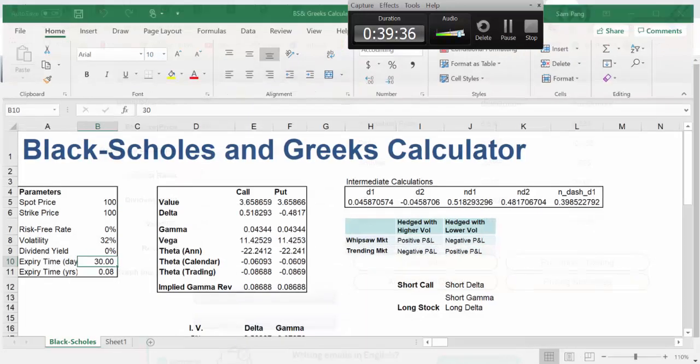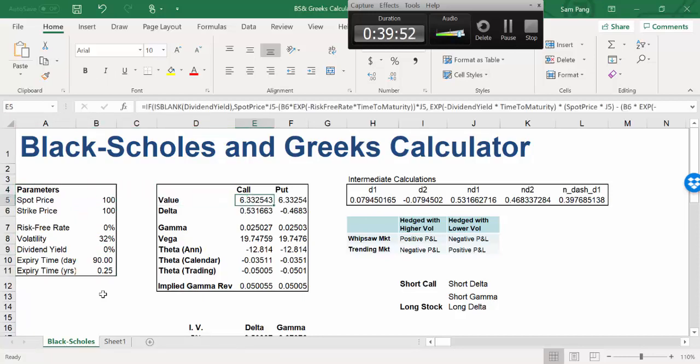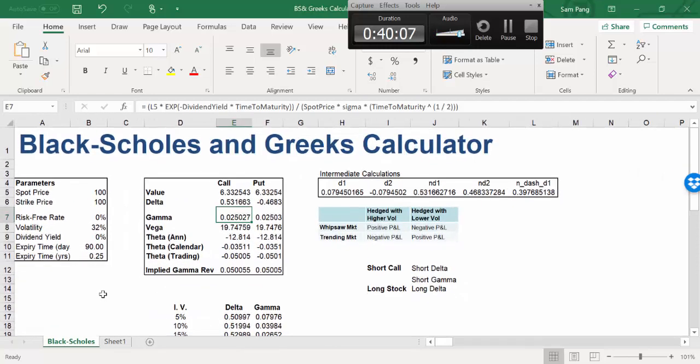Now let me open up another pricer and I want to try and show you. So 90 days. This one is Excel based. Can you see the value of the option? It's actually 6.33, not 333, but 3325. And the gamma is 0.02502. So there are actually a whole load of decimal digits following it.